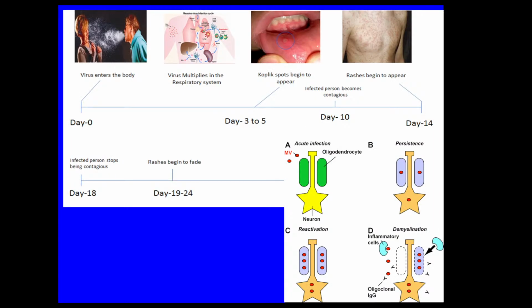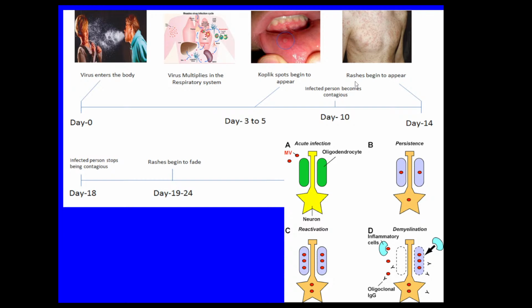So now you can see the development of the symptoms in the measles. You can see that when the virus entered the body through air droplets, the virus goes around the body and multiplies finally in the respiratory system. Then when it multiplies, the Koplik spots begin to appear. This is like grains of salt in the nasopharynx. Then these appear before the rash. So as a result, after several days, the person starts to be contagious.